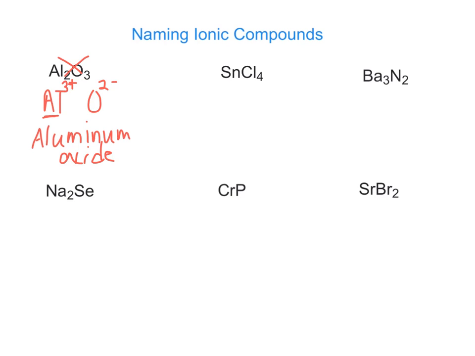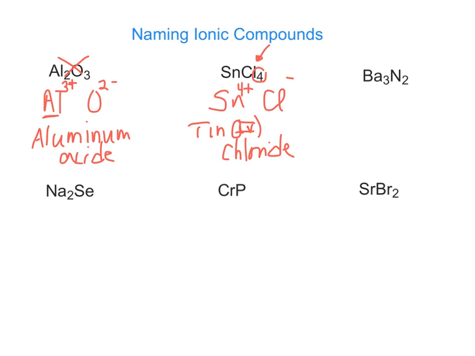That's aluminum oxide. I've got some Sn and some Cl. I know Cl is -1, and since there's 4 of them, Sn must be 4+. And we need to use the anion to figure out the charge on tin, because tin is a transition metal and it could form more than one ion. So we need the chloride to help us find that out. So this is going to be tin(IV), Roman numeral 4, chloride. Okay, tin(IV) chloride.